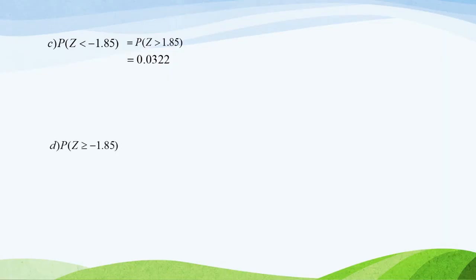And D, P(Z ≥ -1.85) equals 1 minus the probability of Z greater than 1.85. So when we read from the table, we get 1 minus 0.0322, and so the final answer is 0.9678.